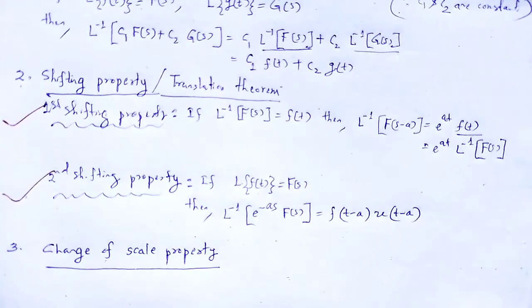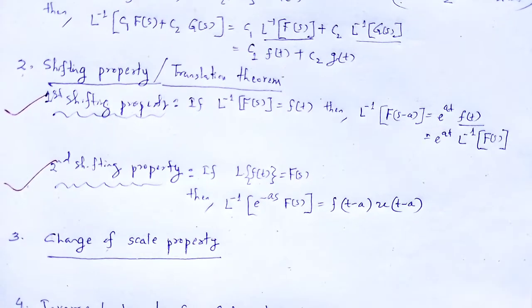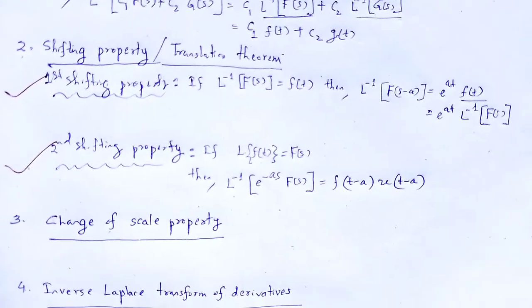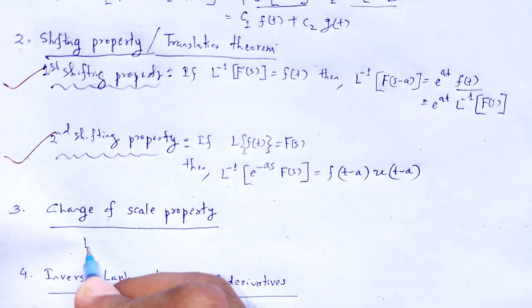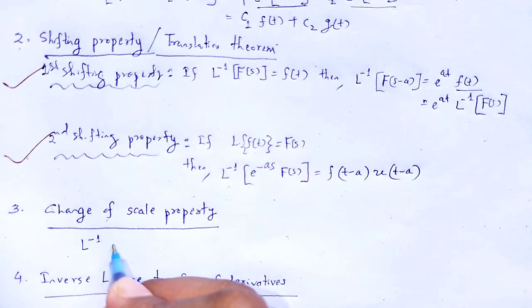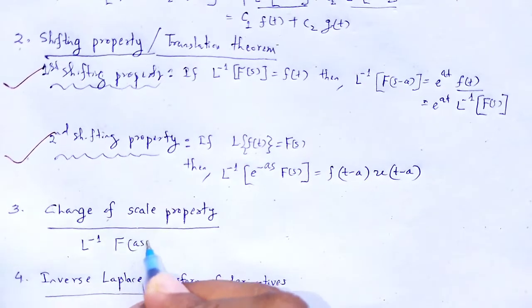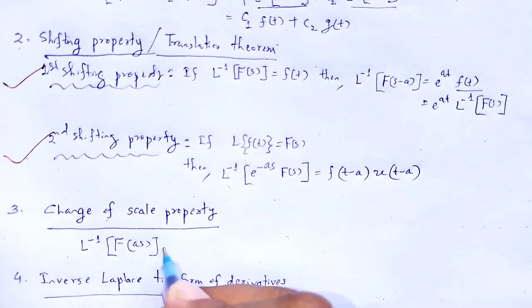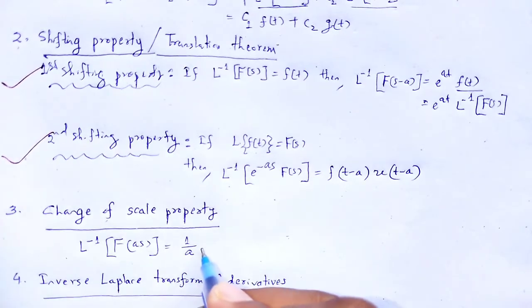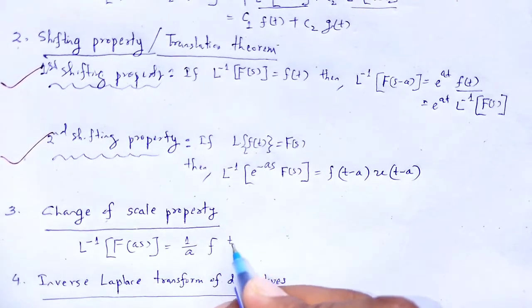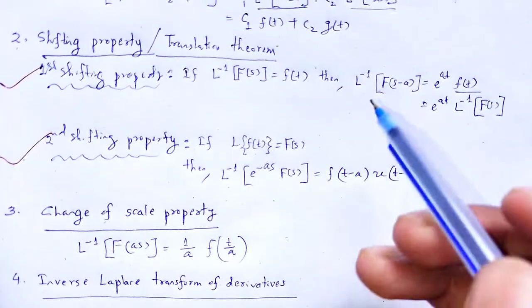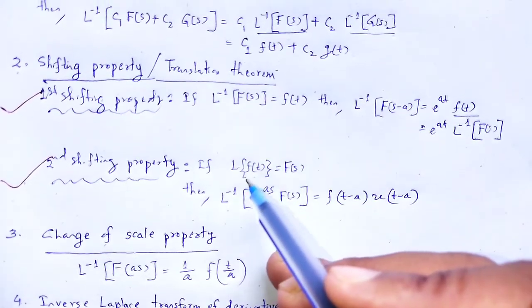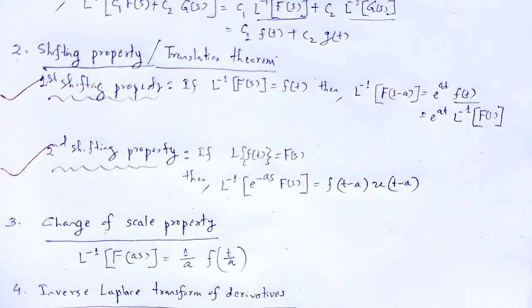Next property, change of scale property. In case of inverse Laplace transform, change of scale property is inverse Laplace transform of the function F(as) is equal to 1 by a f(t by a). As usual, the function is given as Laplace transform of f(t) is equal to F(s).